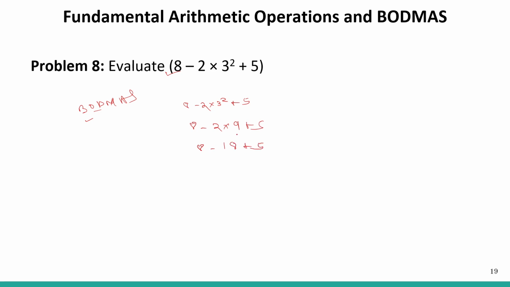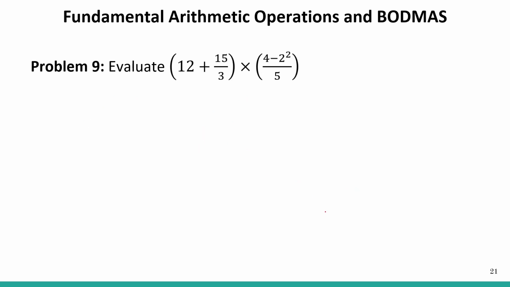Then what we search for is addition. That is this, 8 minus 18 plus 5. So this will be equal to 8 plus 5 is equal to 13. Okay. Then minus 18. So now what we are left with is subtraction. So this will be equal to minus 5 is the final answer.